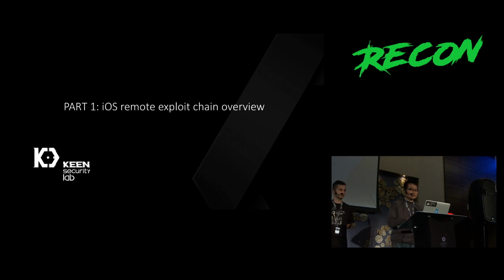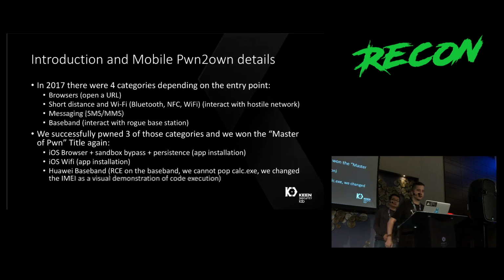Okay, so in the first part, Marco will introduce the iOS remote exploit chain. Before talking about the exploit, I want to give you some details about Pwn2Own, for those who are not very familiar. Last year there were 4 categories, depending on which entry point you choose for your exploit chain. The first one is the traditional one: the entry point is the browser. The user browses a malicious URL and gets exploited.